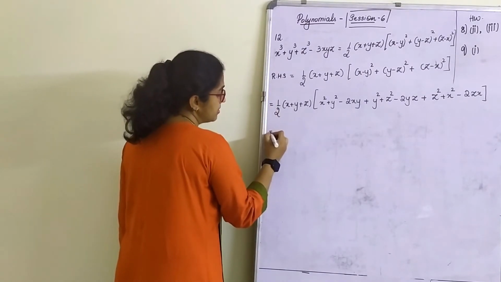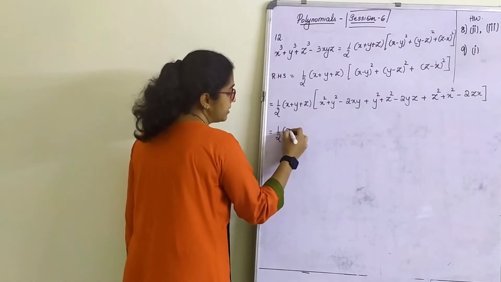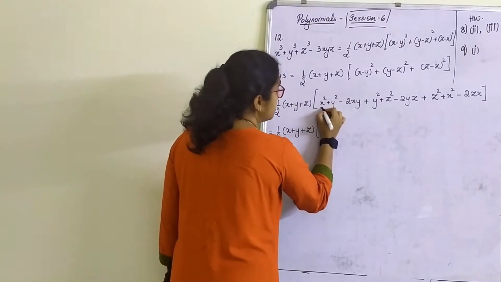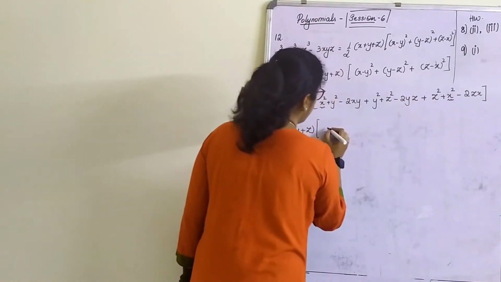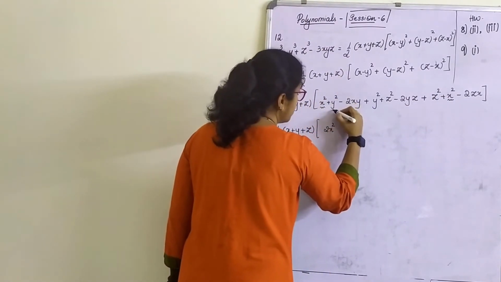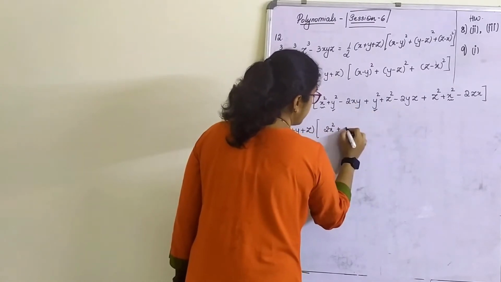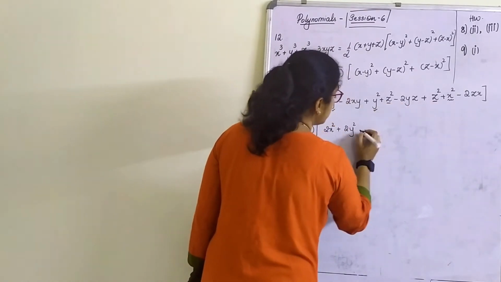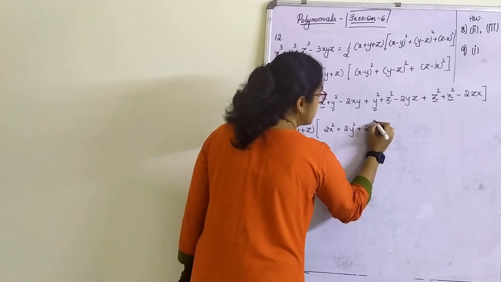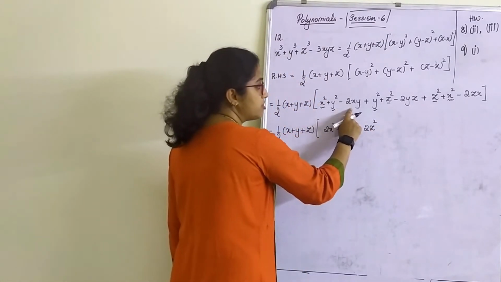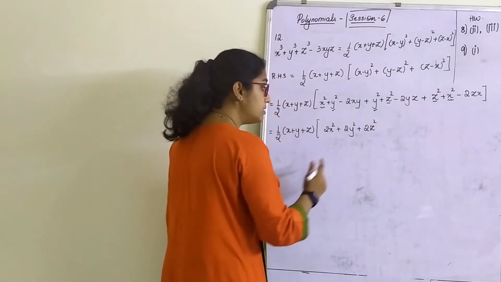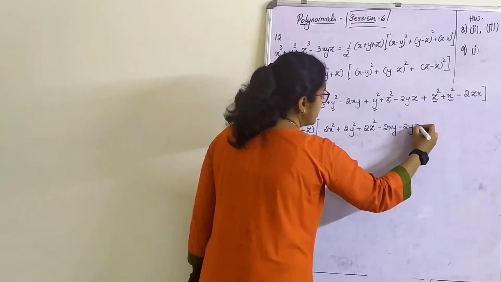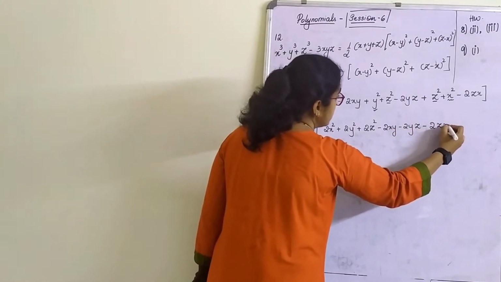Again, keep this as it is. We'll further simplify. If there are some like terms, we'll add them. Z. Now, see here. X square, 2x square, y square, 2y square. Finally, what do we have? Z square and z square plus 2z square. Then what are the final terms remaining? Minus 2xy, minus 2yz, minus 2zx. We'll write that. Minus 2xy, minus 2yz, minus 2zx.